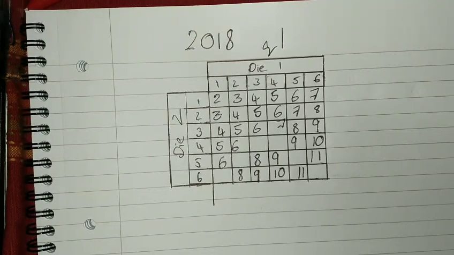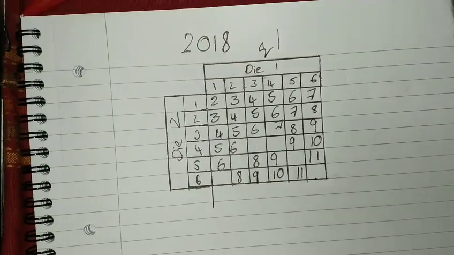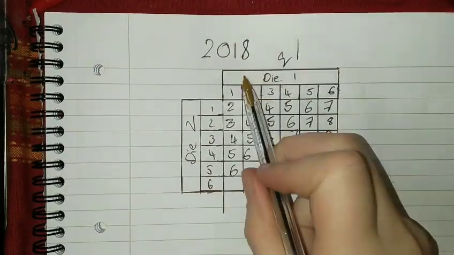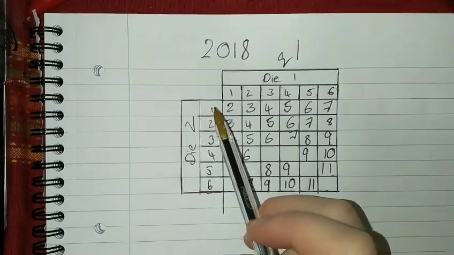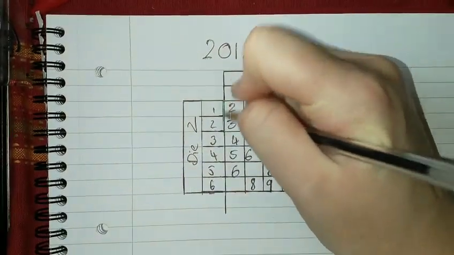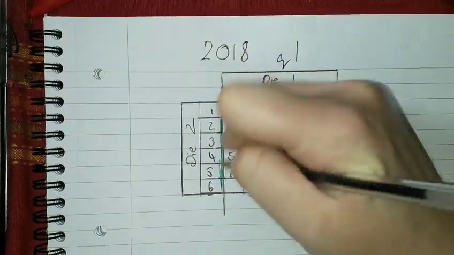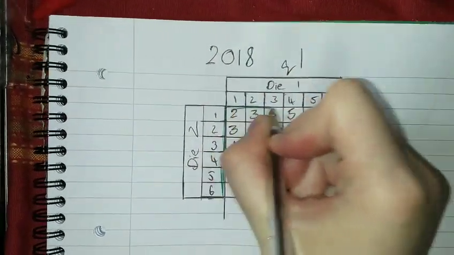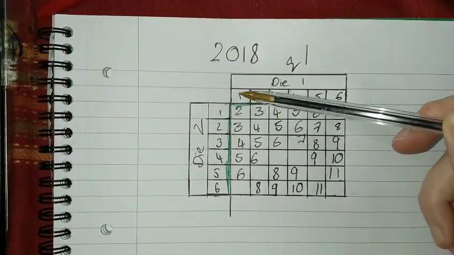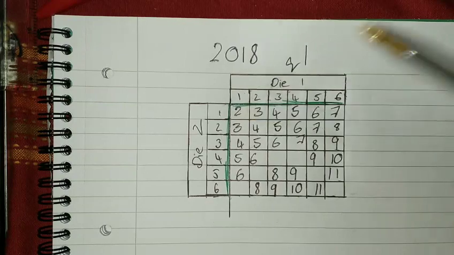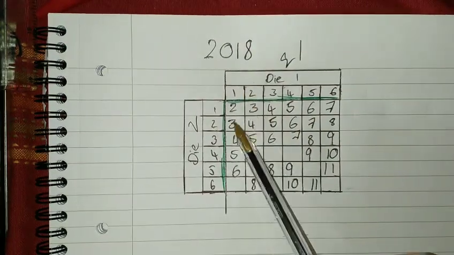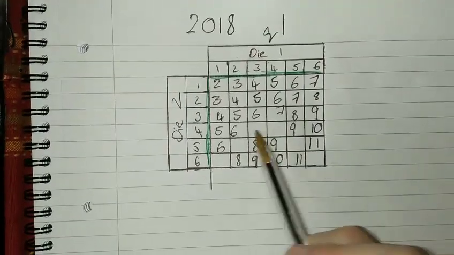Some of the totals are shown in the table. Here we have die 1 and die 2. These numbers are the numbers on the dice, and inside the box is the totals. So if we get a 1 on dice 1 and a 1 on dice 2, we get 2 altogether. If we get a 2 on dice 1 and a 1 on dice 2, we'll get 3. Say we're asked to fill in the gaps.